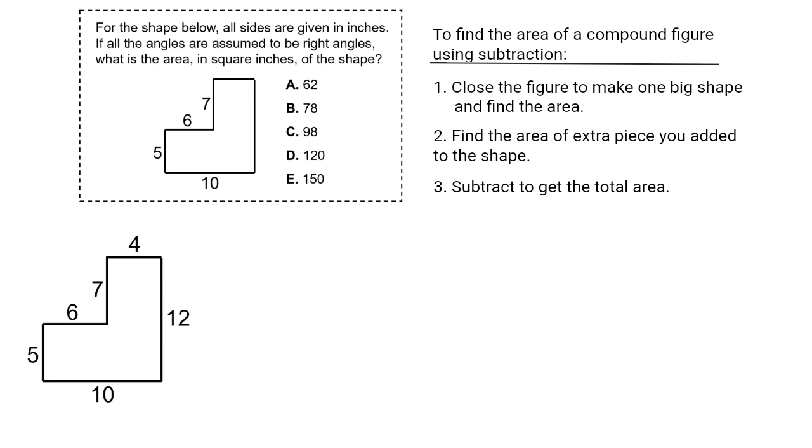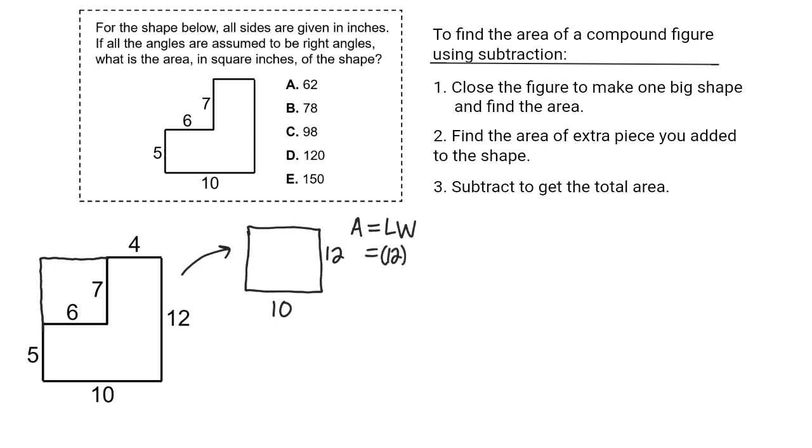So we're going to use one more method to solve this problem, and we're actually going to use subtraction to do it. So the first thing I'm going to do is close this into one big shape. So now we have one big rectangle. This big rectangle is 12 by 10. The area is going to be length times width, which is 12 times 10, which is 120. So the area of the big shape is 120.